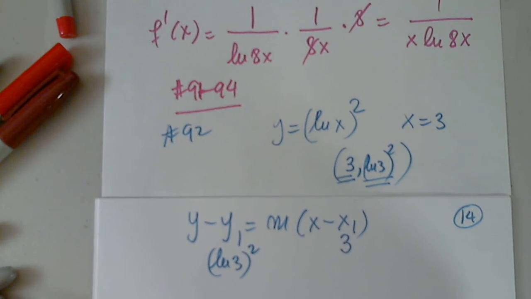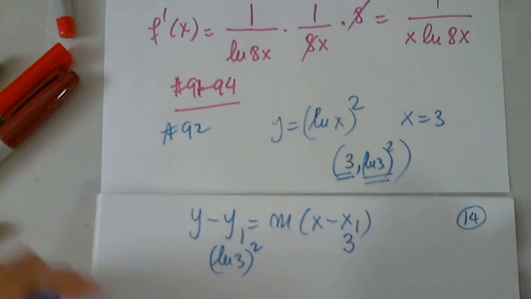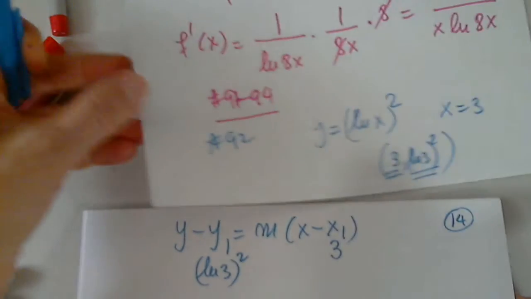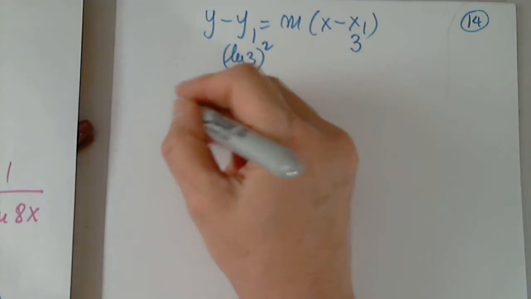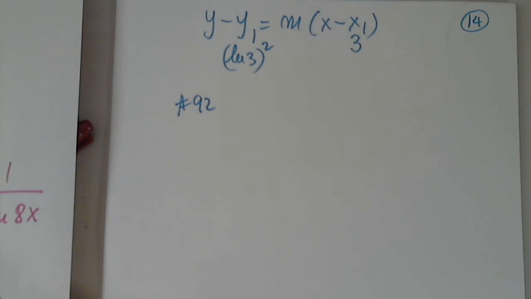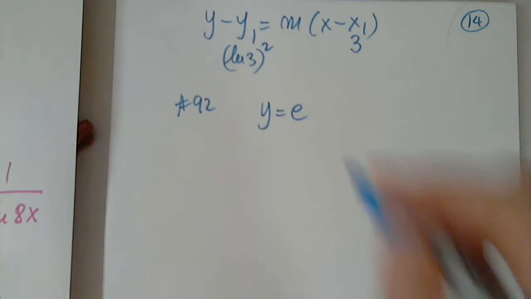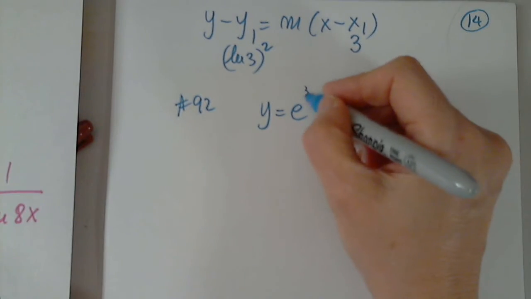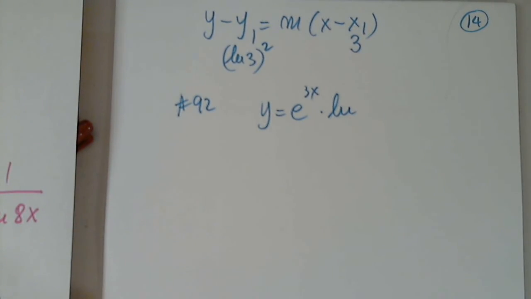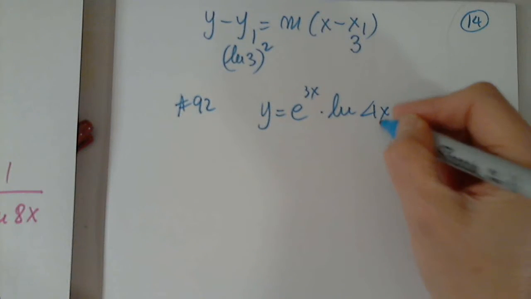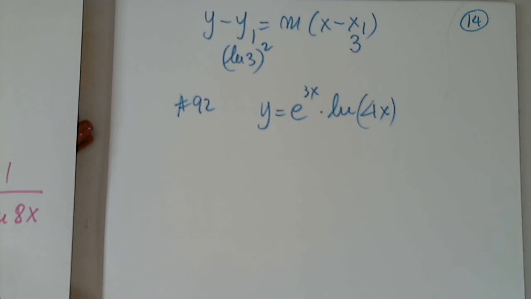Are you doing number 93? Yes. Okay, I'm sorry. Yes. Find the equation of the tangent line to the graph of y equals, sorry, e to 3x times natural log of 4x. Thank you very much. Sorry about that. When x equals 1. Perfect.